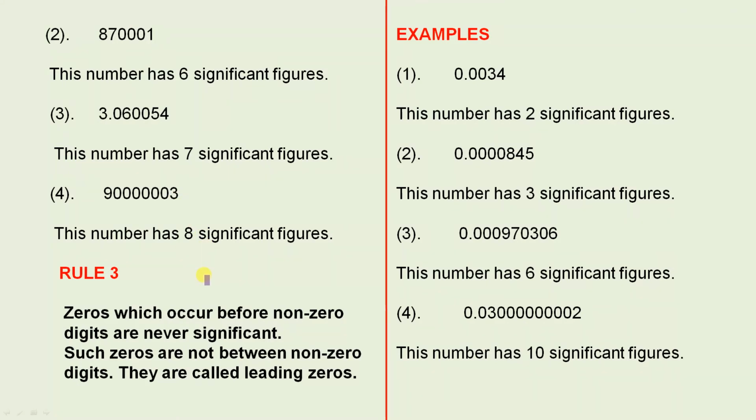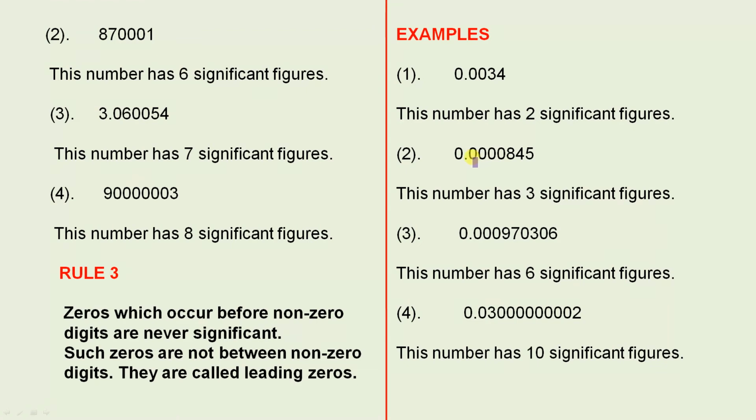Now it becomes a little bit tricky. However, if we follow the rule, we shouldn't have any problems. Rule 3. Zeros which occur before non-zero digits are never significant. Such zeros are not between non-zero digits. They are called leading zeros. Let's look at these examples. Here are zeros which occur before this non-zero digit. They are not between whole numbers. They are not significant, so we've only got 2 significant figures, those 2 there.